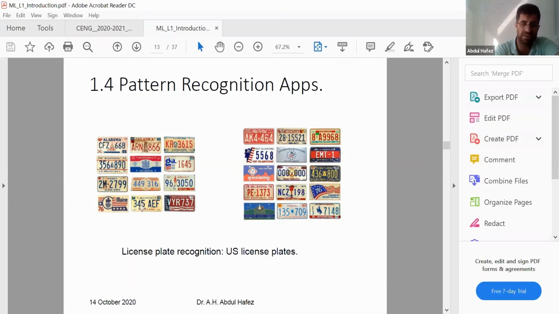So here we have numbers, we have characters, we have some drawings. We need to recognize all these things to be able to decide what this card is and what it belongs to.